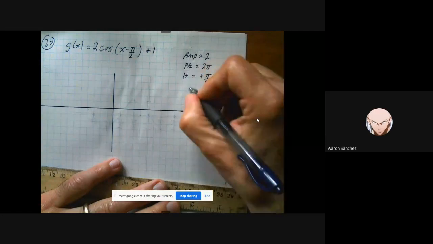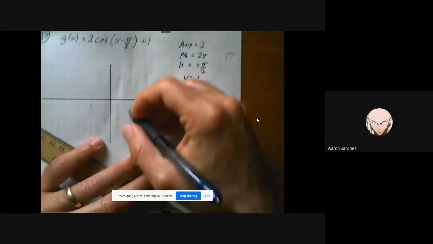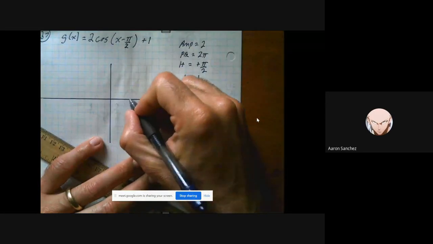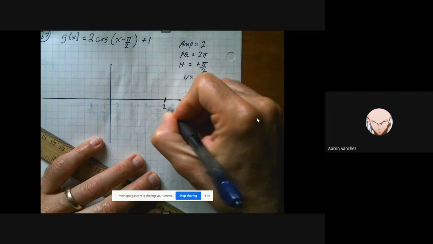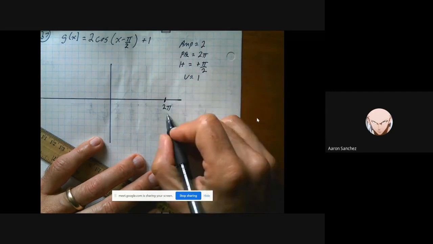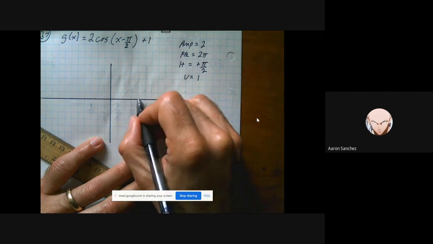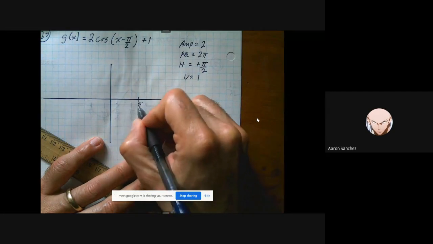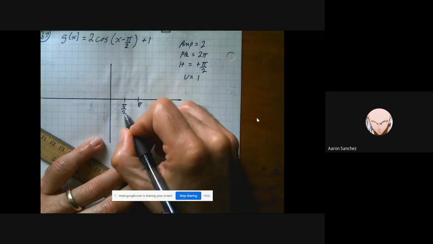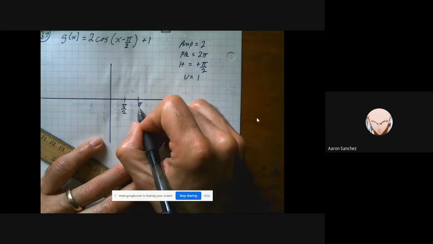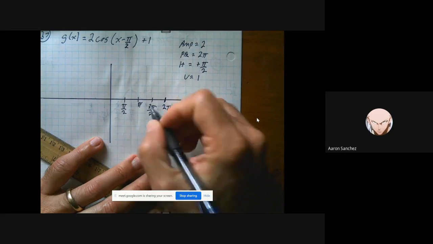And the vertical shift is 1. So let's go 1, 2, 3, 4, 5, 6, 7, 8, 2 pi, because that's my period. So now I'll end at 2 pi. Half of that, 1, 2, 3, 4, is pi. Half of that is pi over 2. Pi over 2, 2 pi over 2, so this has to be 3 pi over 2.